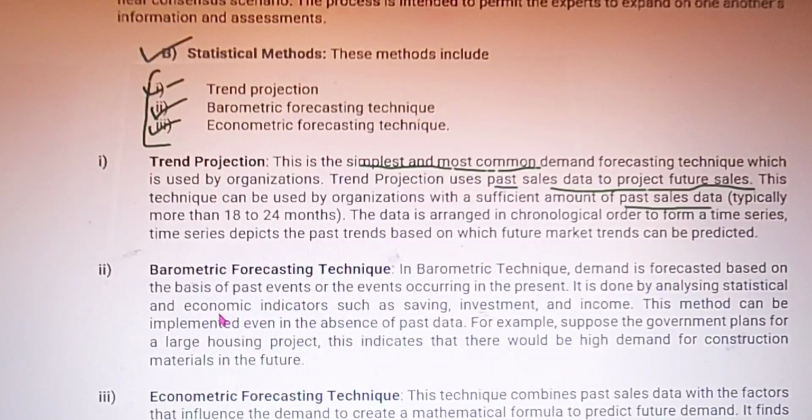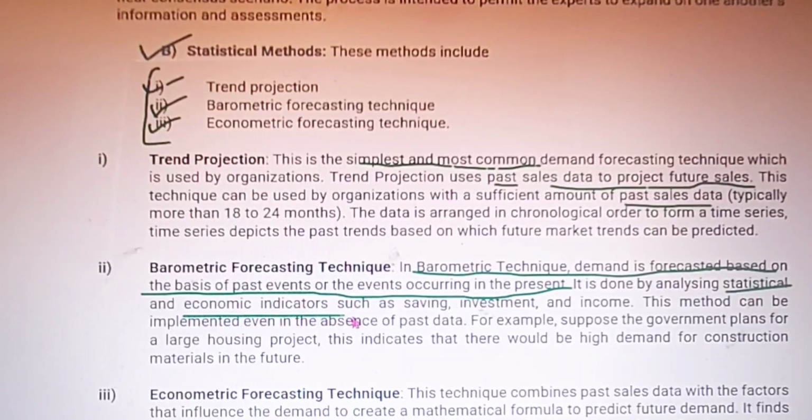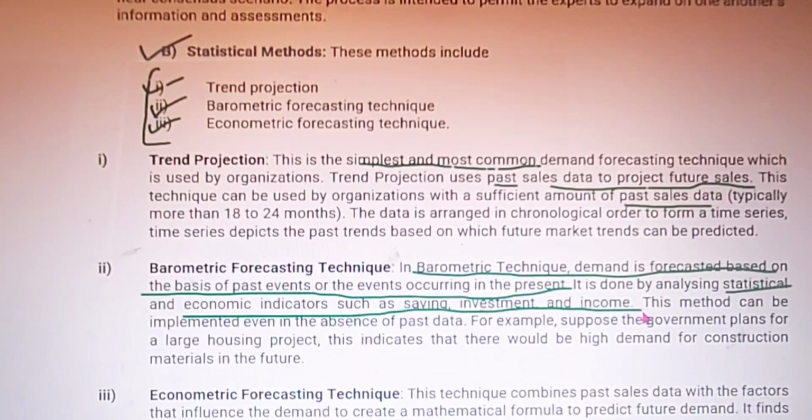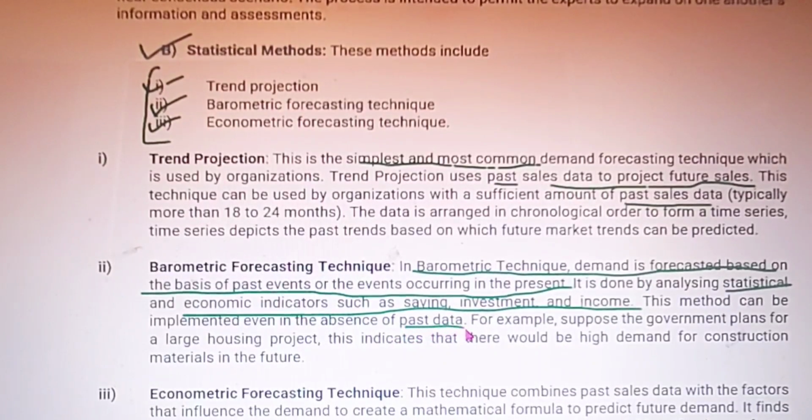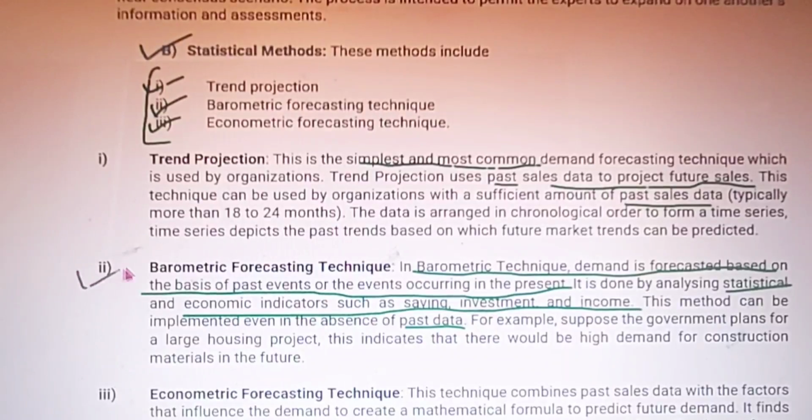And the next method is barometric forecasting. In barometric forecasting, the demand is forecasted on the basis of past events or events occurring in the present. It is done by statistical and economic indicators such as savings, investment, and income. This method can be implemented even in the absence of past data. Okay, so this barometric method is also a very popular method.